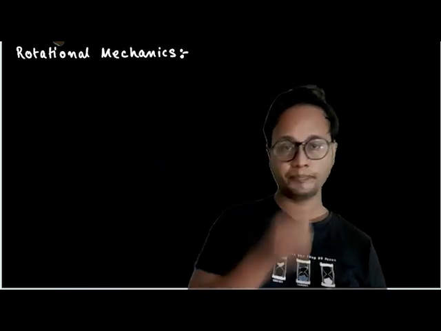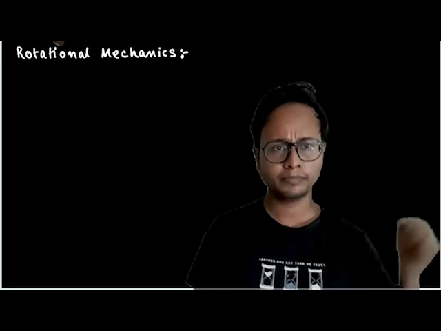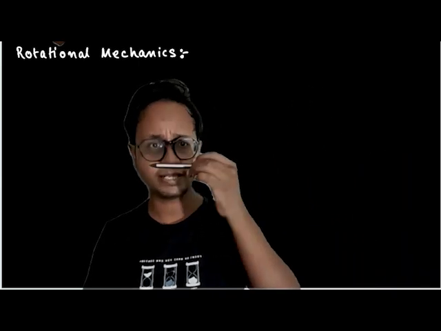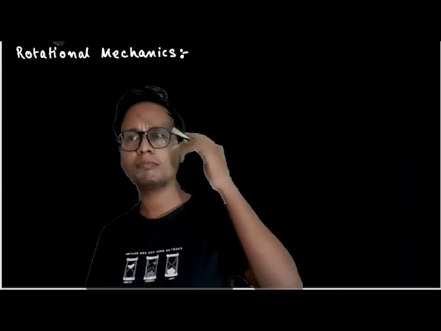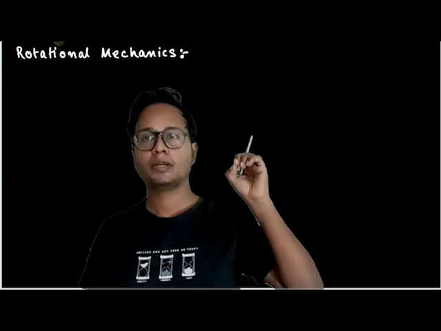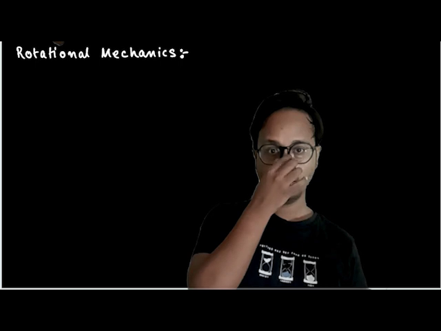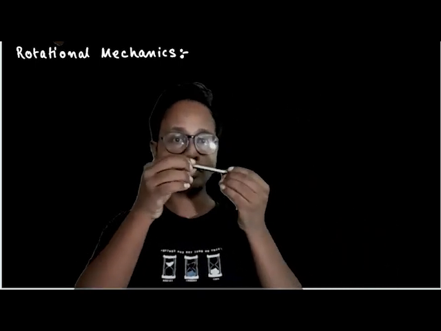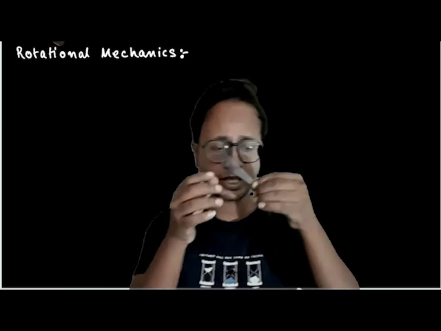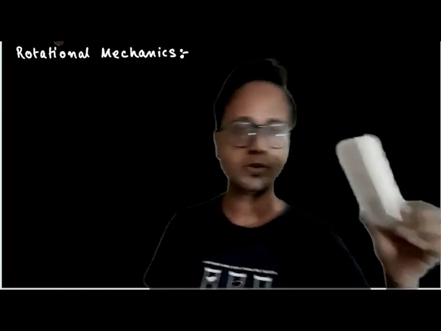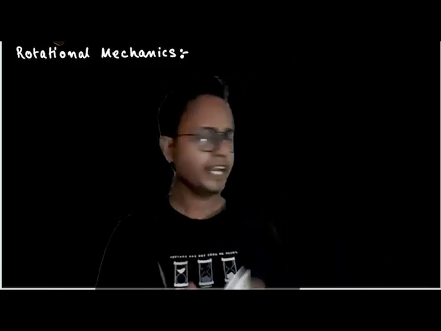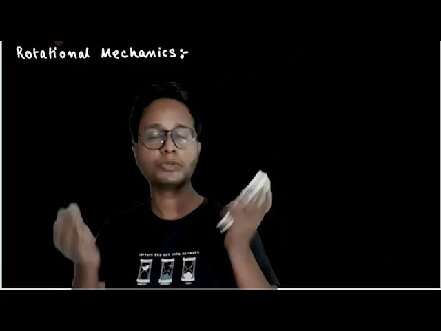See, in linear mechanics, what you used to study? Displacement, then velocity, acceleration, and everything was studied in terms of movement. Now, what happens when I study everything in terms of rotation? Suppose this pen is rotating, or this remote is said to be rotating, or any object that is said to be rotating. How do we study those terms?